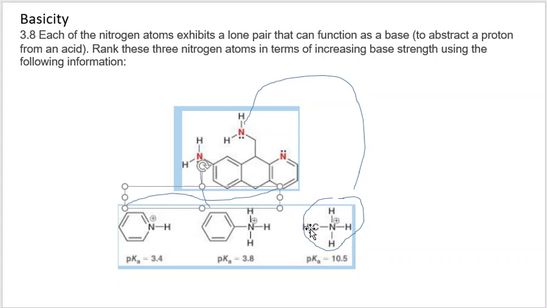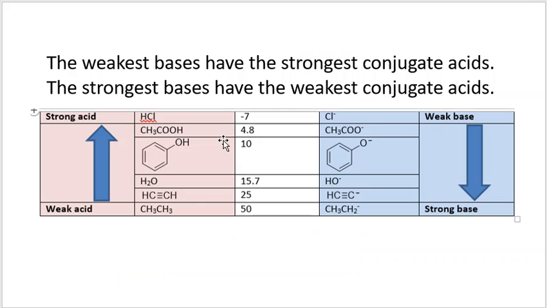Since the conjugate acid here has the highest pKa value, it's going to lead to the strongest base, whereas the pKa of the conjugate acid over here on the left, which is the lowest value, will lead to the weakest base. And that's the same as the rule that we saw here.